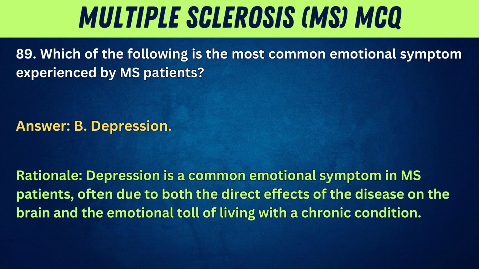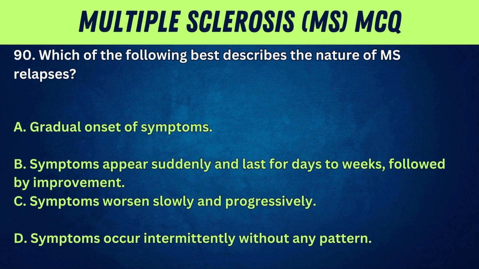Rationale: depression is a common emotional symptom in MS patients, often due to both the direct effects of the disease on the brain and the emotional toll of living with a chronic condition. 90. Which of the following best describes the nature of MS relapses?